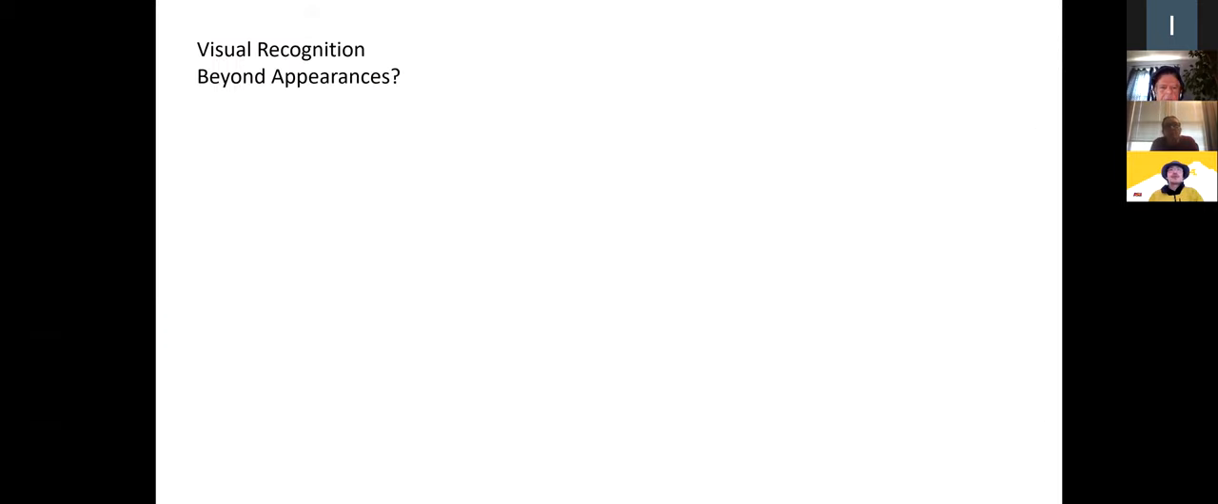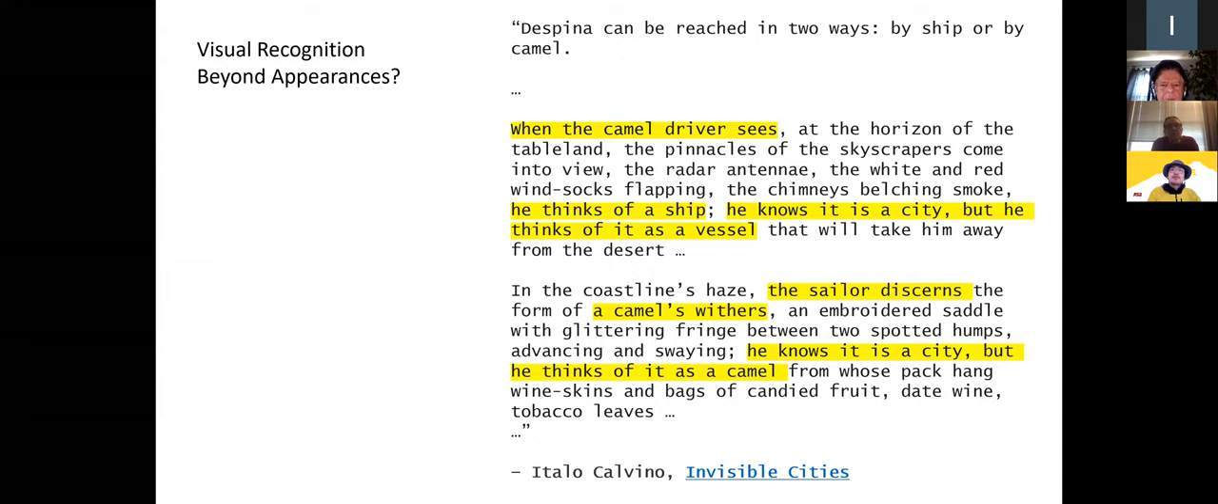So what is exactly visual recognition beyond appearances? You may wonder. Actually, in the field of art and literature, it's not a new concept. One of the examples I always mention to my students and audiences when asked about visual recognition beyond appearances is a city called Despina, described by the famous novelist Calvino in his novel Invisible Cities. Invisible Cities is actually a postmodern novel written by Calvino. It's very famous, talking about Marco Polo describing all kinds of imagined cities to Kublai Khan.